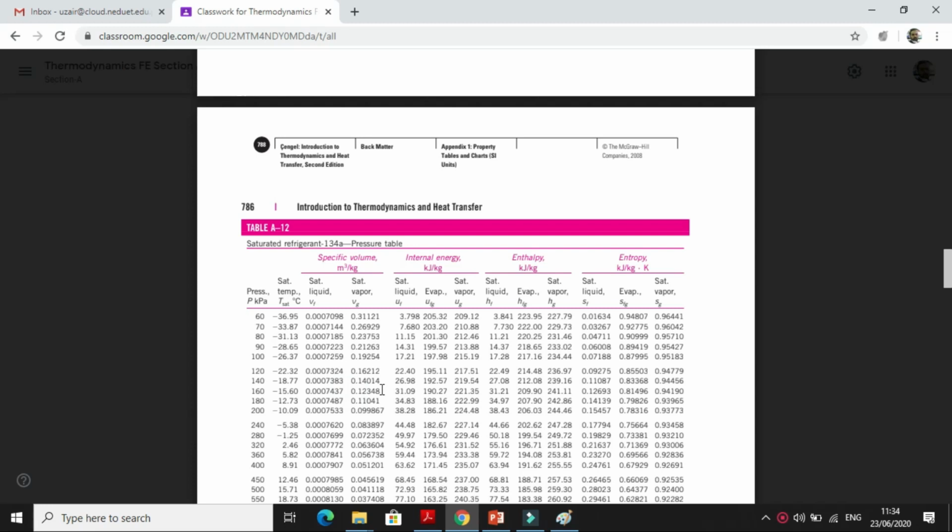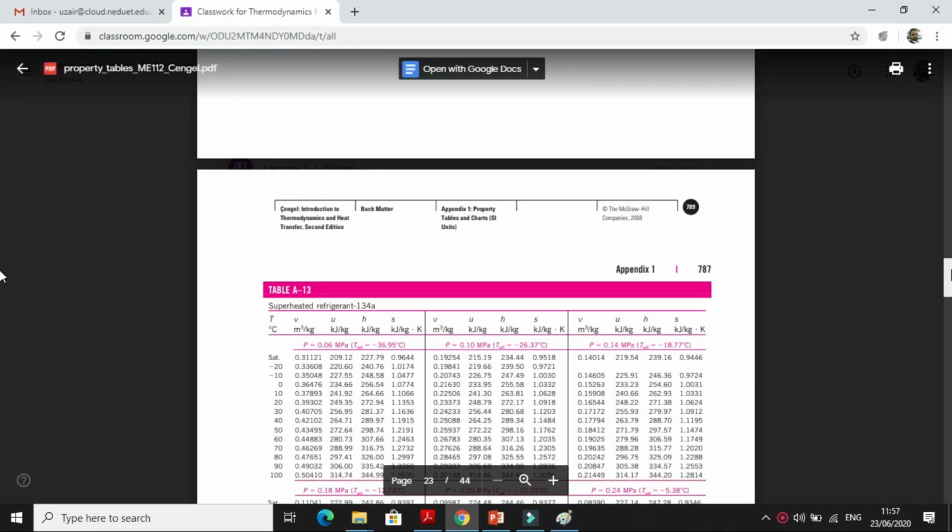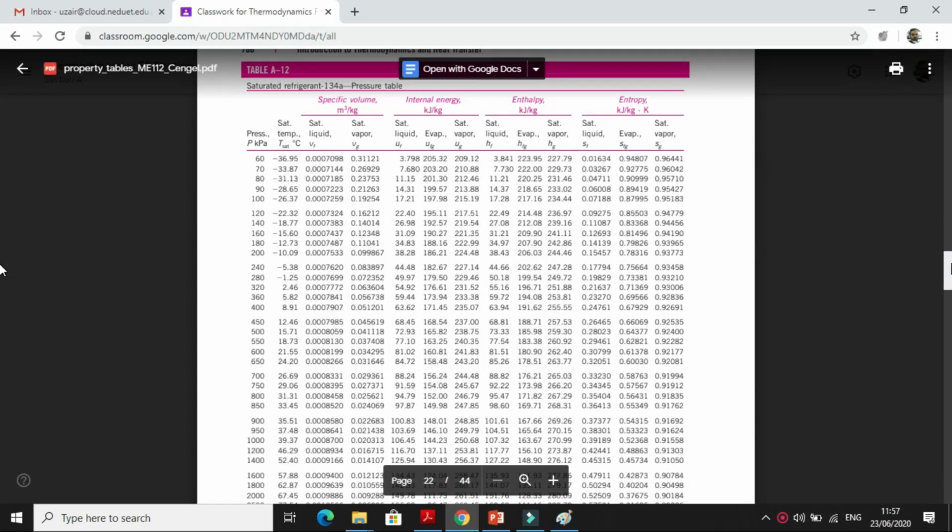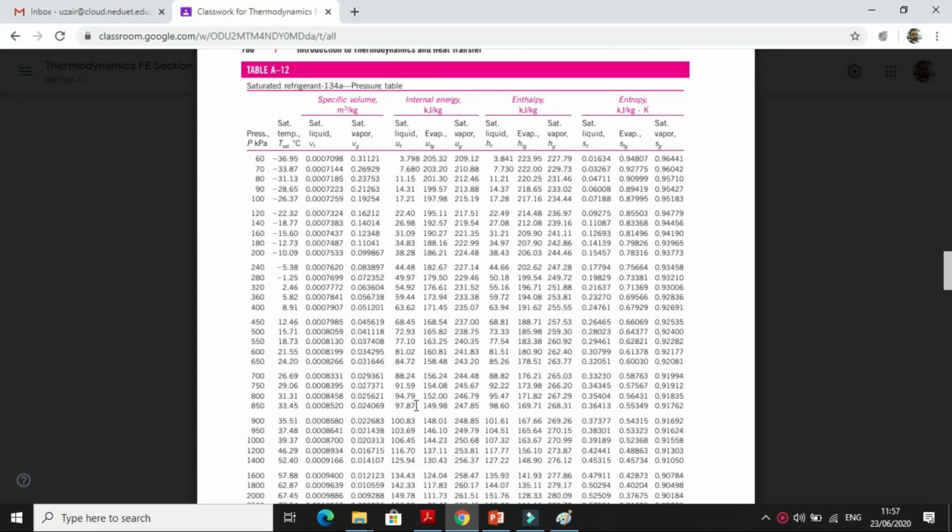It is already given that the x value is 0.4. With the help of vf and vg, and by using the formula v is equal to vf plus x vfg, we can find the volume at state 1, because we know the pressure and the initial state. In the same way, we can check the values of internal energy as well, ug and uf, and then find the initial u1 as well.